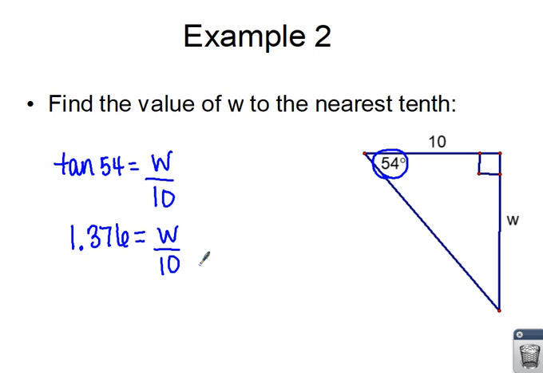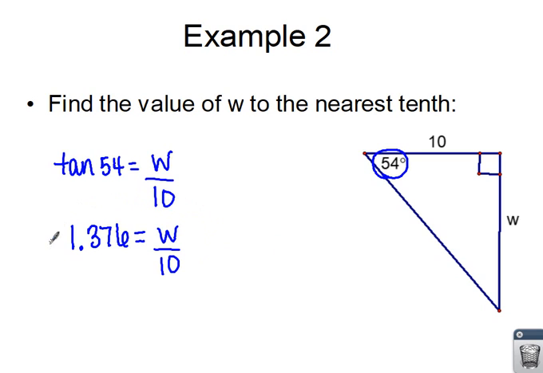If you do this on your phone, pull up your calculator and turn your phone horizontally, and then it should say sin cos tan. So then you put in 54 and then hit tangent, and you should get 1.376. If it doesn't, then let me know and I'll show you what to fix.